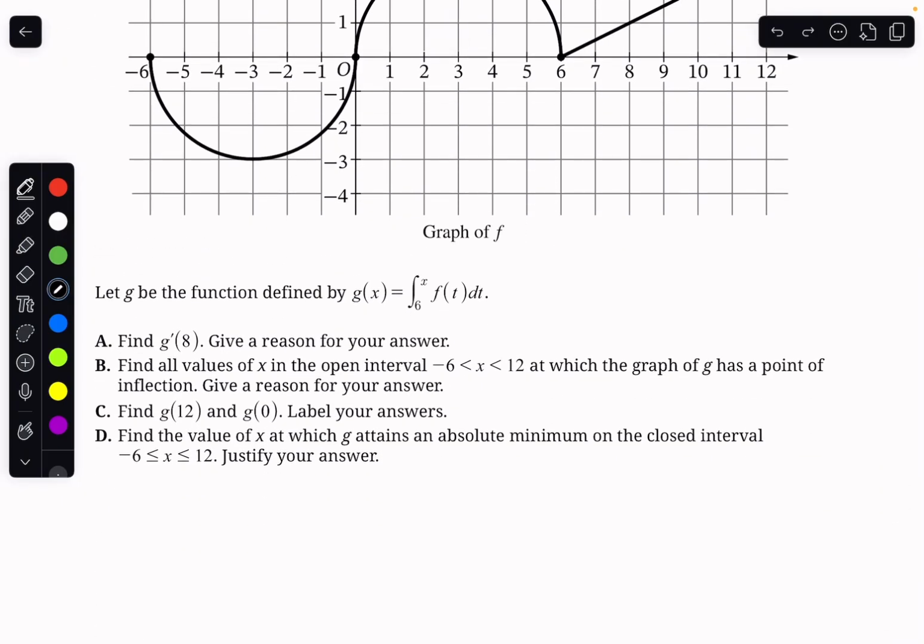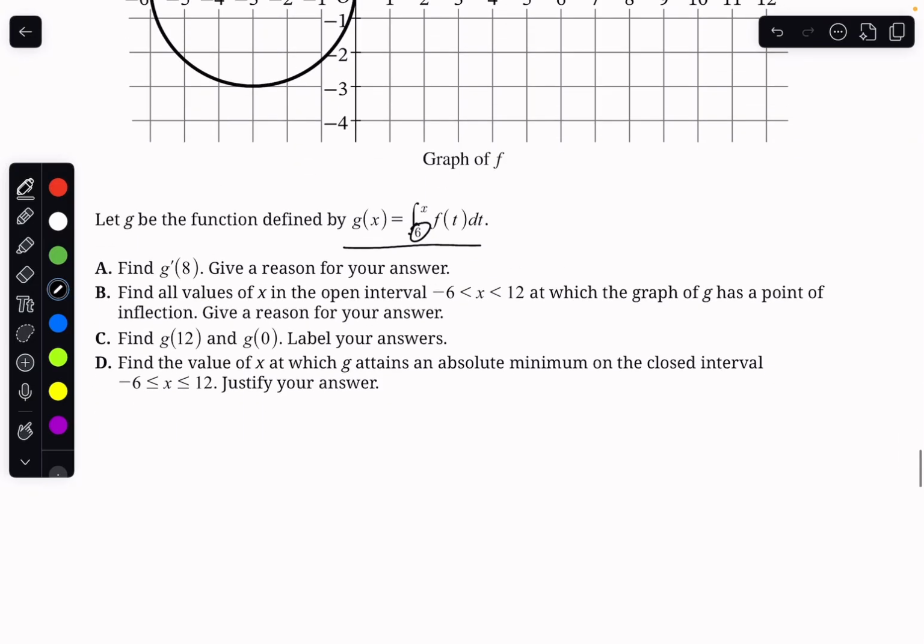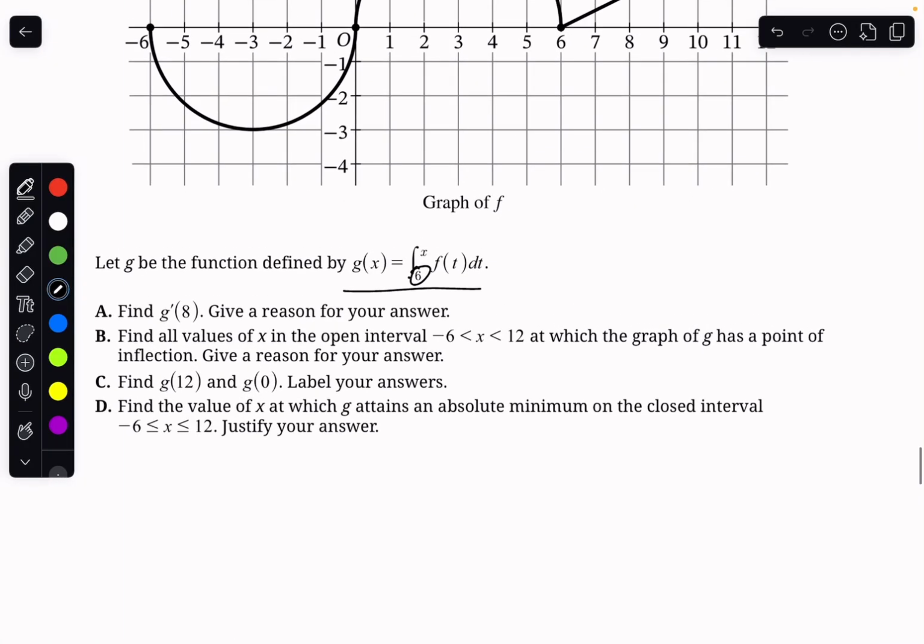Now, let g be the function defined by g of x is equal to the integral from 6 to x, and 6 is very important, of f of t dt. Part A, find g prime of 8. Give a reason for your answer. And this is no calculator. If you are practicing for the 2026 AP Calculus BC or AB exam, I recommend pausing the video. But if not, let's get right into the solution.